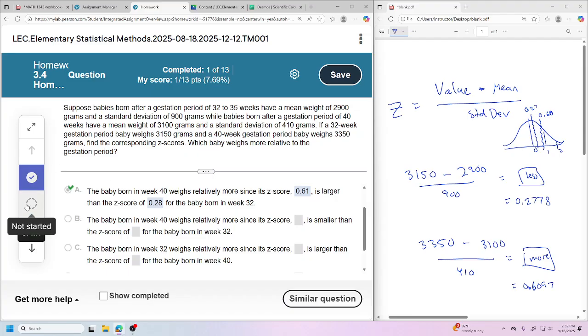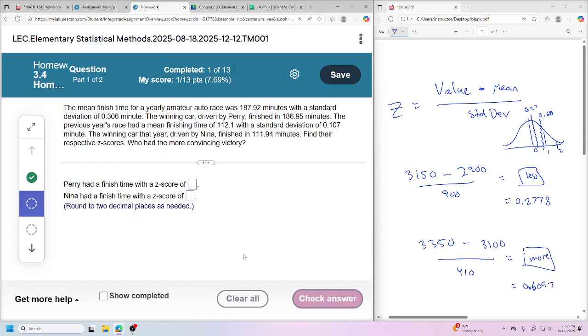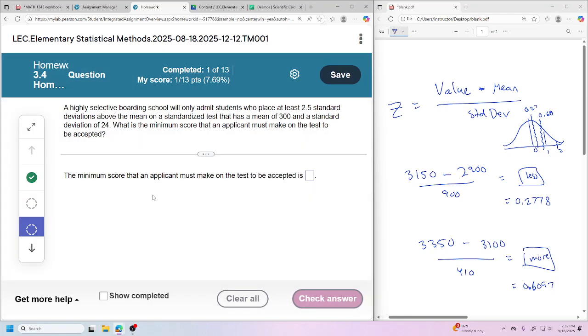Cool. All right, let's keep cruising. Let's see what else we got. Oh my gosh, it's the same problem. It's just you put your numbers in and compare which one is higher or lower. Okay, we only got a couple more minutes. I want to see what else we got.